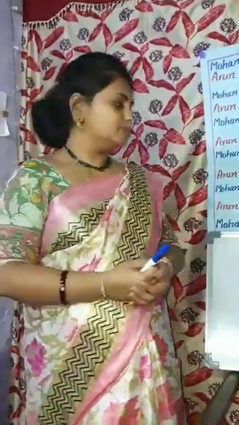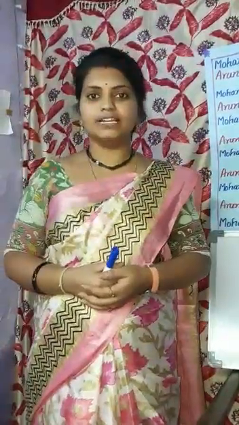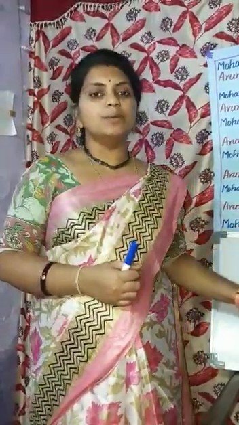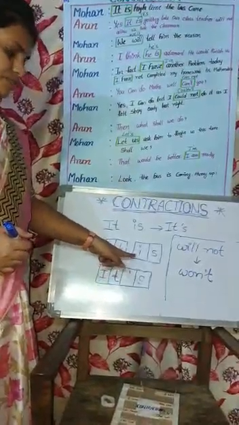Today I will discuss contractions. What is a contraction? A contraction is a shorter way to say something. It is a combination of two words. An apostrophe is added in the place of the removed letter. So for a better understanding of this contraction, let us see this activity.